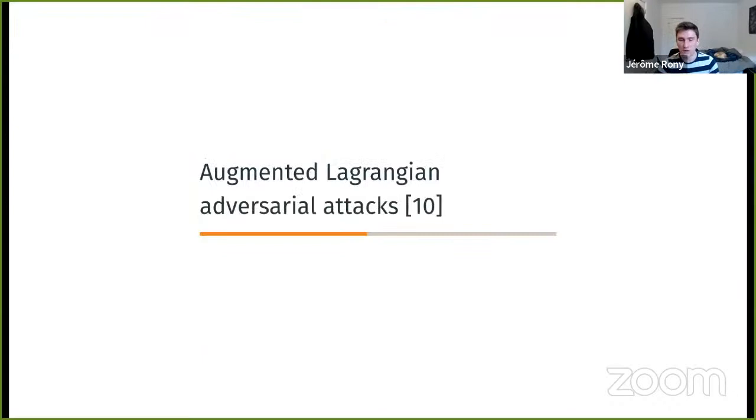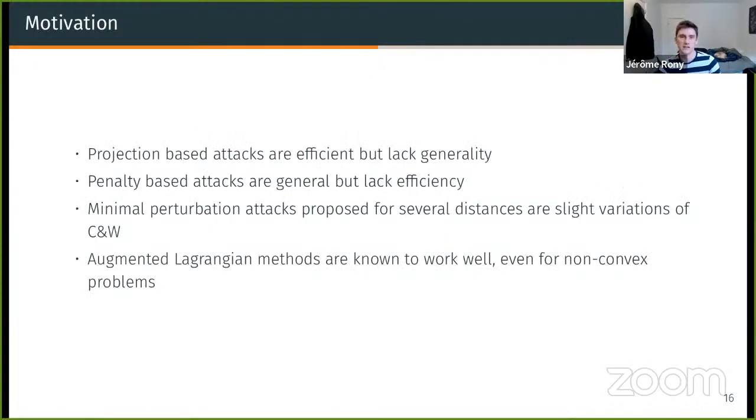So now that we have identified these two families of attacks, that motivated us to do an attack using augmented Lagrangian methods. And that's what we published at ICCV last year. So like I said, the main motivation of this attack was that projection-based attacks are very efficient, but they lack generality, and penalty-based attacks are general, but they lack efficiency. So you want something in the middle.